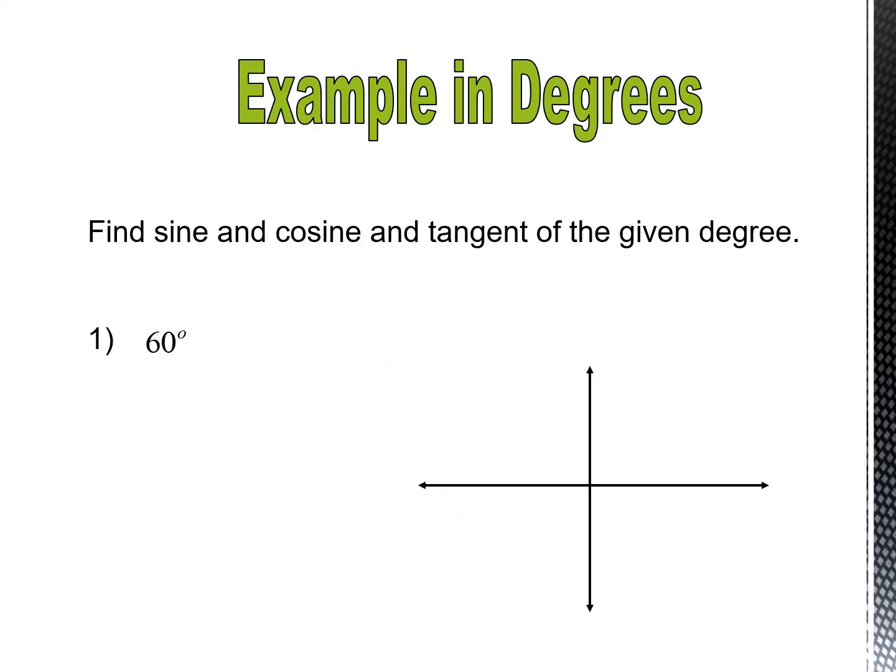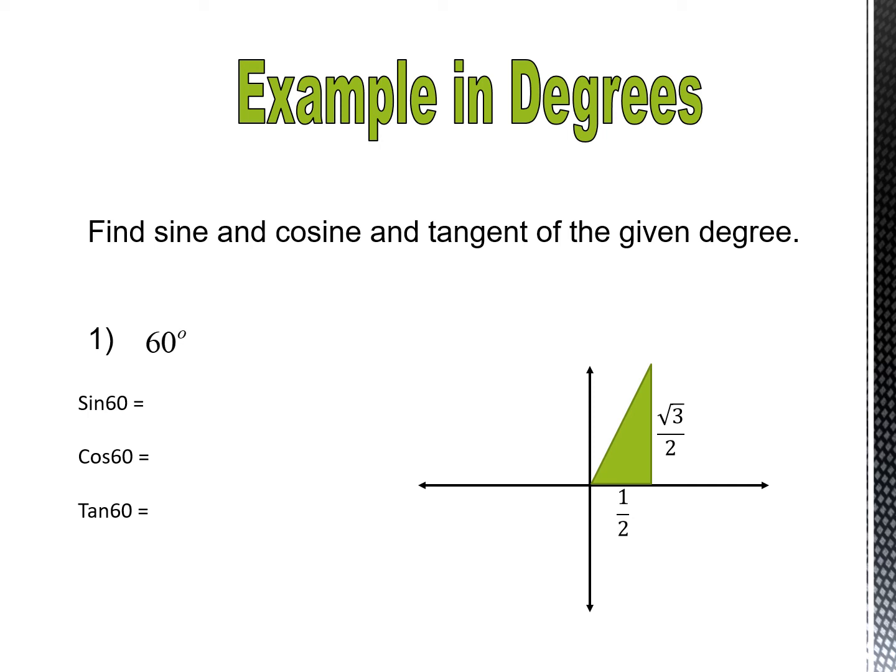Let's do an example in degrees from last section. Let's find sine, cosine, and tangent of 60 degrees. All right, try to remember where 60 degrees is on the unit circle. There it is. It makes a right triangle. The long leg is radical 3 over 2. The short leg is 1/2.